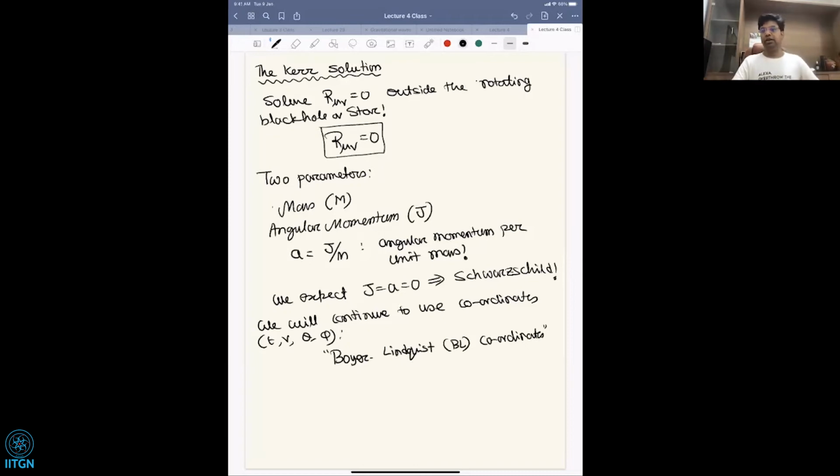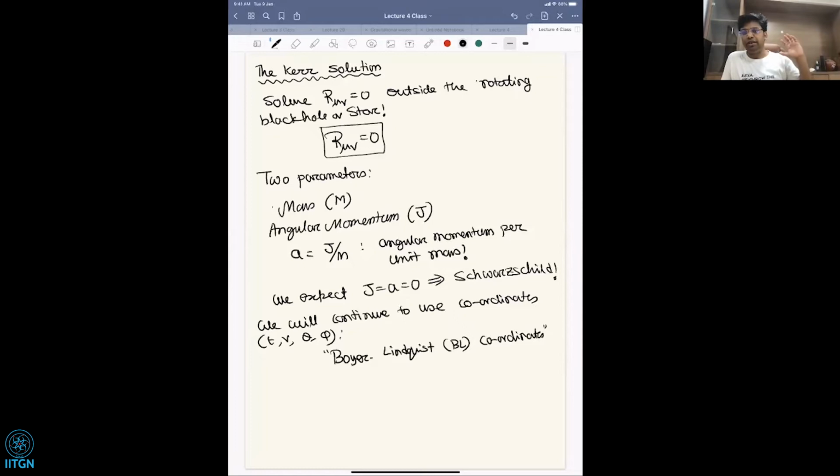The derivation of the Kerr metric took several years. The first solution of Einstein's equation for the non-rotating case was given by Schwarzschild in, I think, 1915, just after the discovery of the theory, during the First World War. Whereas the Kerr solution came in the 60s. So you can imagine it took almost 45-50 years to get the Kerr solution. That is because these equations are enormously difficult.